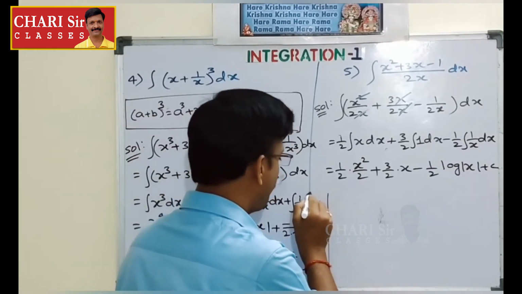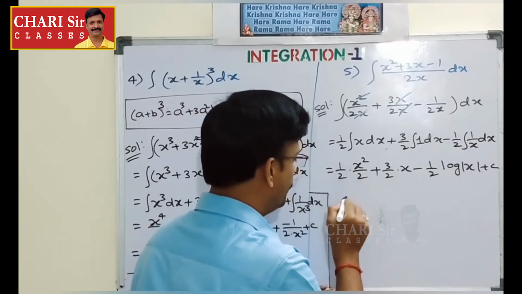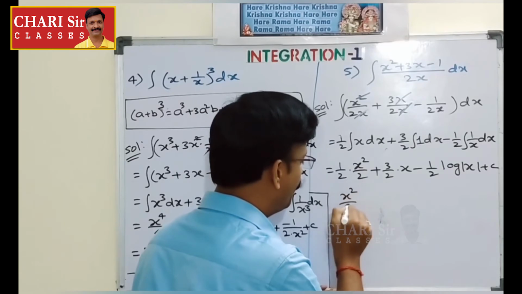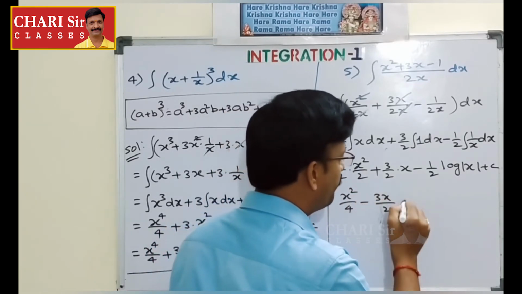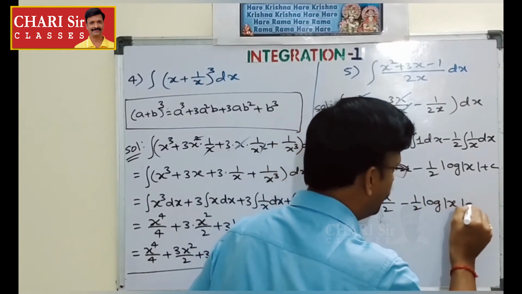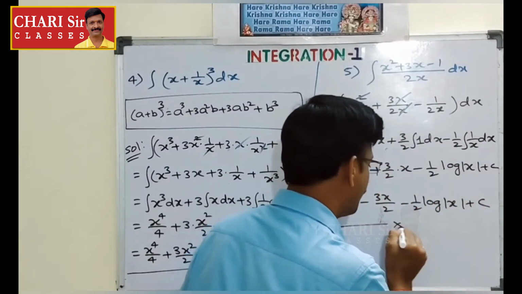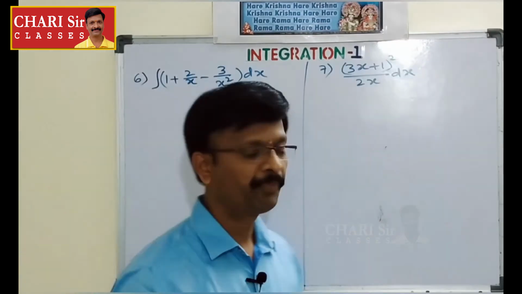That is 1/2 times x²/2, that is x²/4, minus 3x/2 minus 1/2 log|x| plus c. This is your final answer. Like this, you can easily solve.